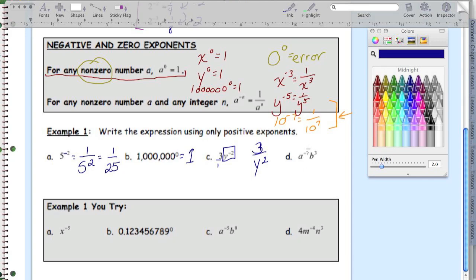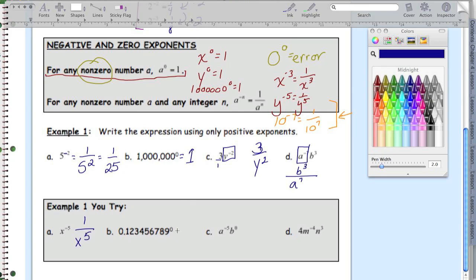So we're going to take it in pieces. A to the negative 7th is going to go in the denominator and become a to the positive 7th. B to the 3rd is positive, so it just stays up top. B to the 3rd over a to the 7th. Let's do the try. X to the negative 5th is 1 over x to the positive 5th.